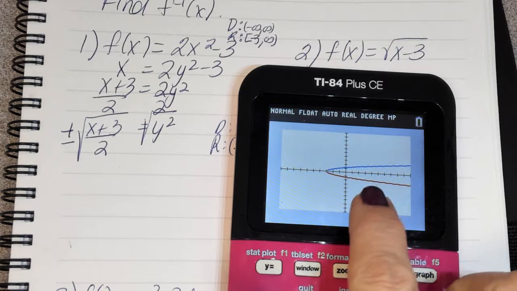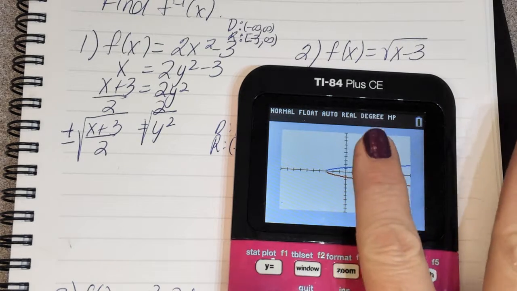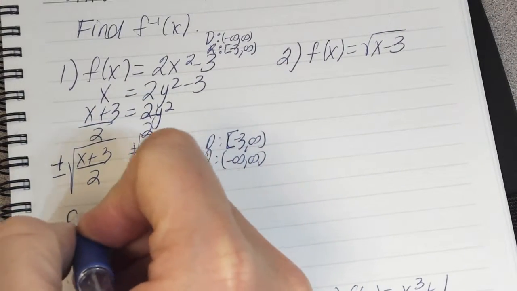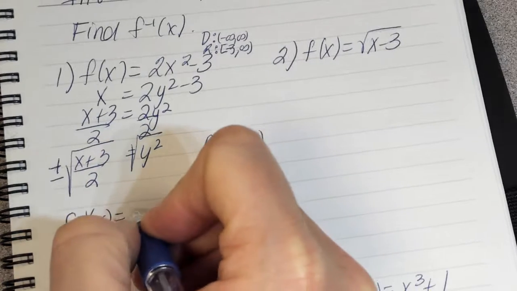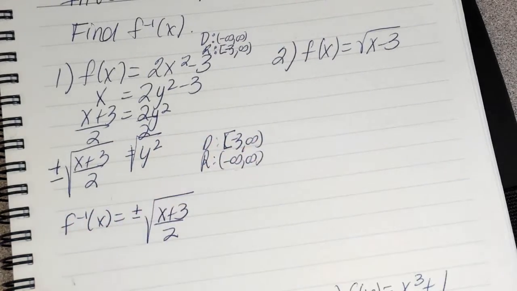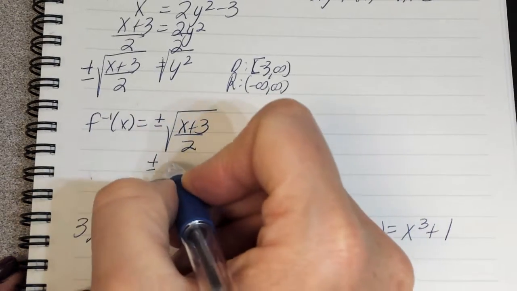Is this resulting inverse a function? No, it doesn't pass the vertical line test, does it? So this is the way I would write my answer then. The inverse of f of x is plus or minus the square root of x plus 3 over 2. Would you recognize that this means the same thing?